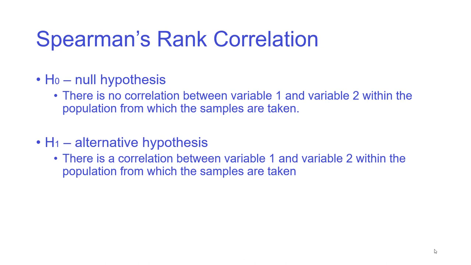So the null hypothesis is that there's no correlation between variable 1 and variable 2, and the alternative hypothesis is that there is a correlation between variable 1 and variable 2.